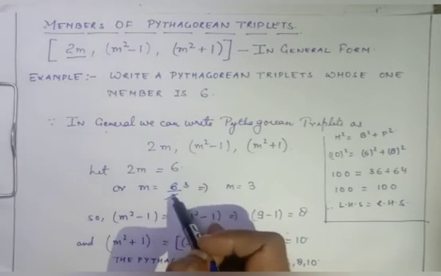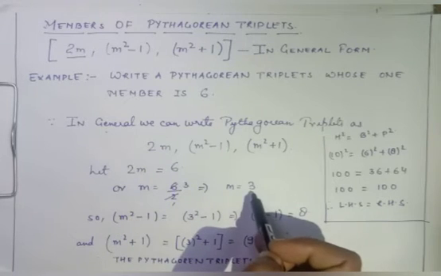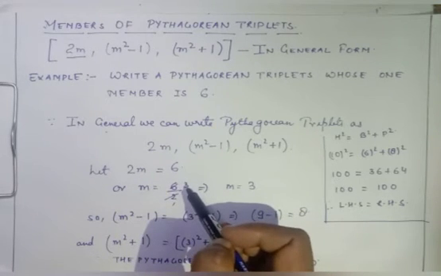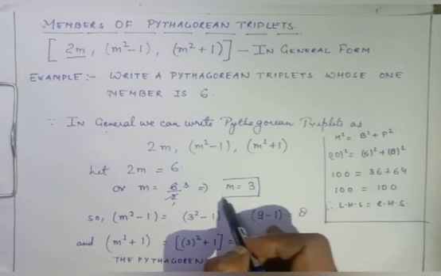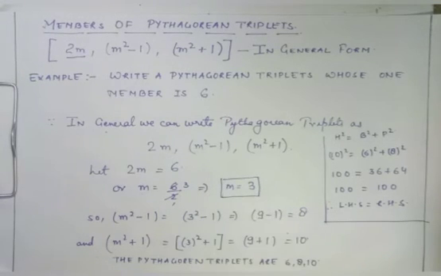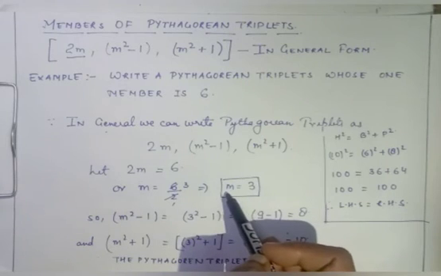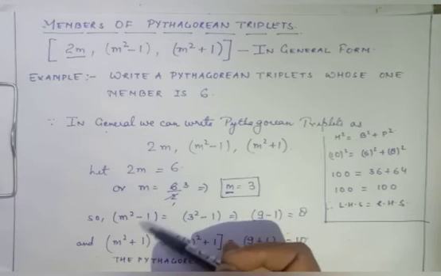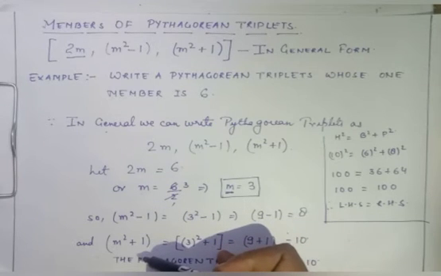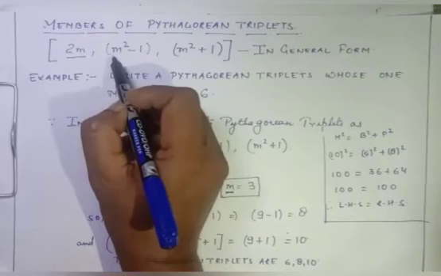Easily I can find out the value of m. m is equal to 6 upon 2. So m is equal to 3. 6 divided by 2 is equal to 3. So I have taken out the value of m over here. Now with the help of the value of m, I can find out the next two members of the Pythagorean triplet.